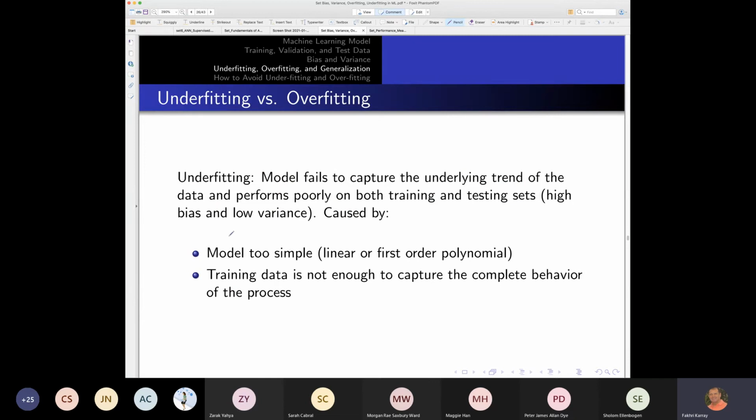So underfitting happens when the model is too simple. So it could be linear or a first order polynomial, or it could be a neural network with one or two neurons. Or the training data is not enough to capture the complete behavior of the process. So there are two cases: when the model is too simple and when the training data is not enough. And we are going to see how to salvage this problem later on in the lecture.